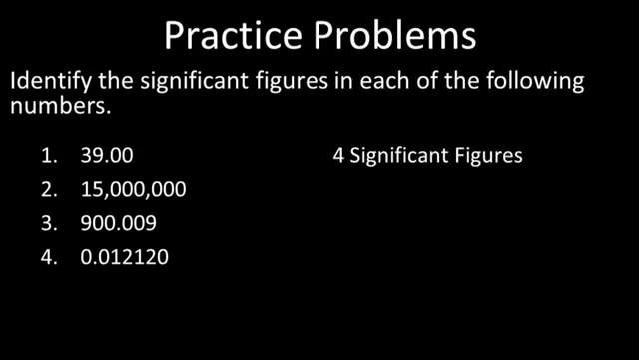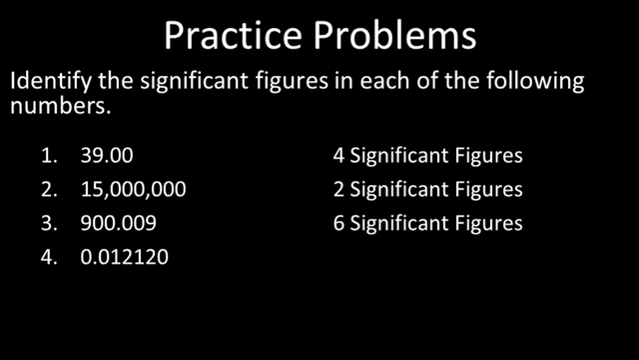Now, number 2, 15 million. There's no decimal point in this number, so the zeros following the 15 are not significant. So we're just left with 2 significant figures. Now, 900.009, the 9's bracketed the 4 zeros, so those zeros are significant. We're left with 6 significant figures. And the last number, since there is a decimal point, the last 0 is significant, so we are left with 5 significant figures.